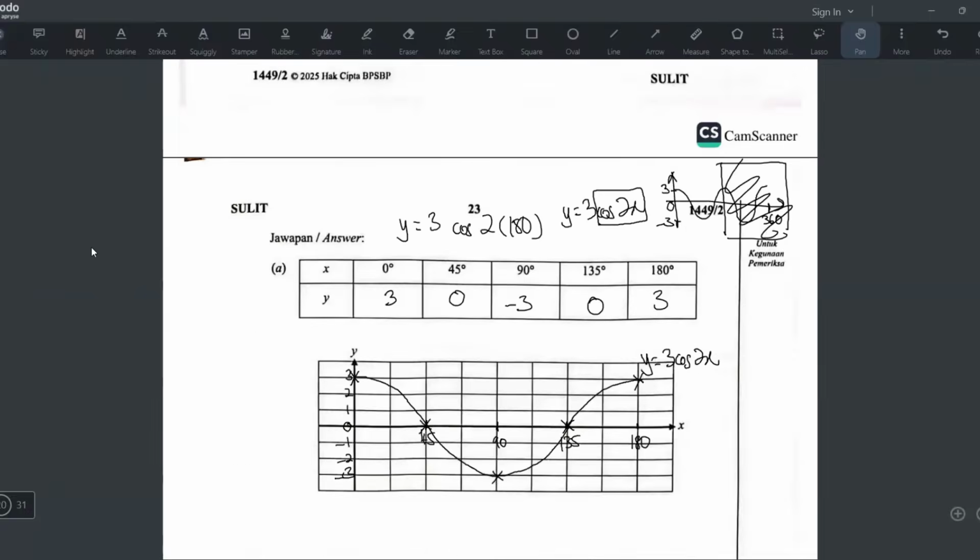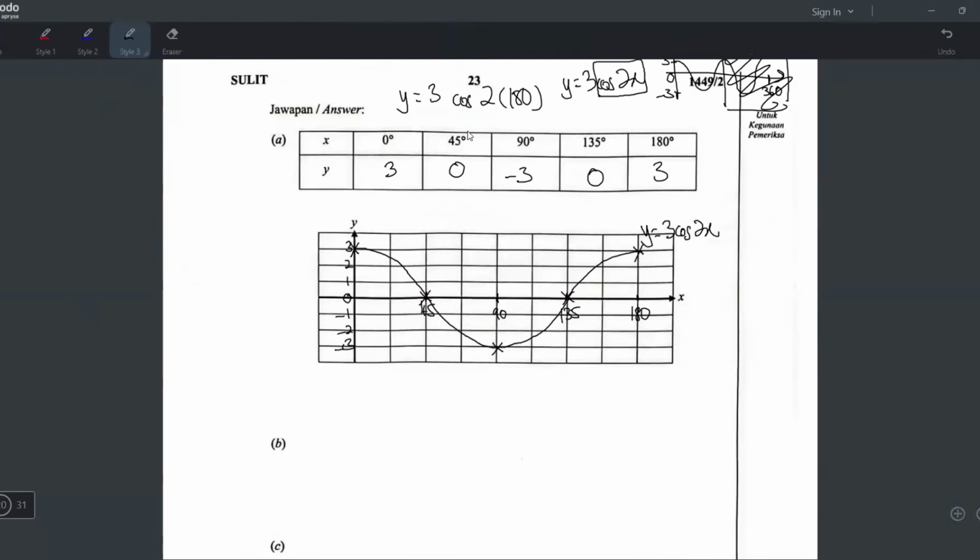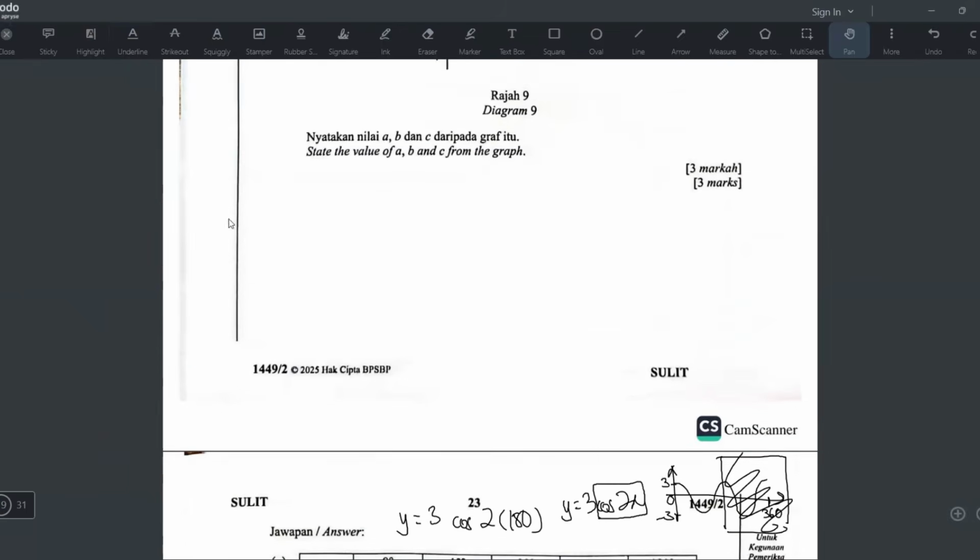So for example, let's say I want to find out the period for the 3 cos 2x. What will you do? Just find out the horizontal distance for one cycle, and this is one cycle, right? For the cos graph, this is one full cycle. So the period will be 180. Let me give you the notes here.